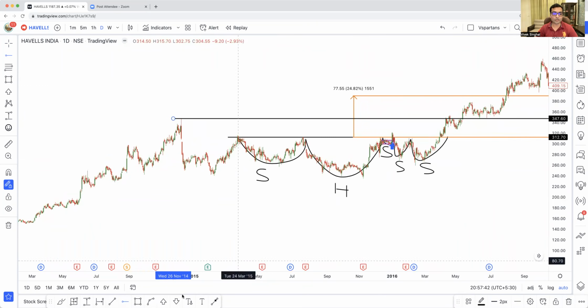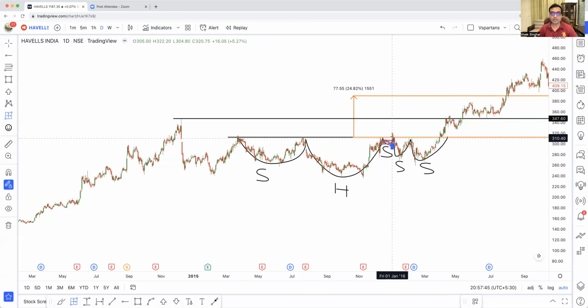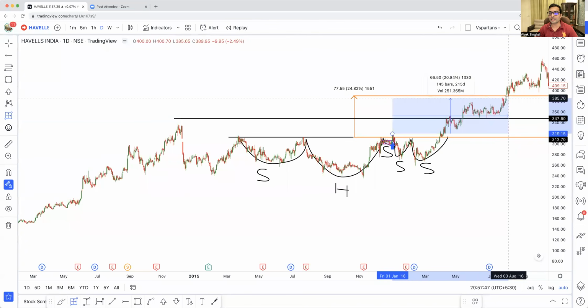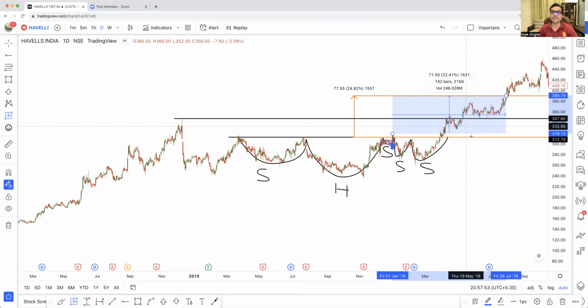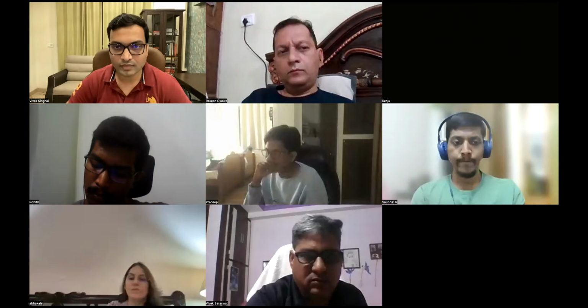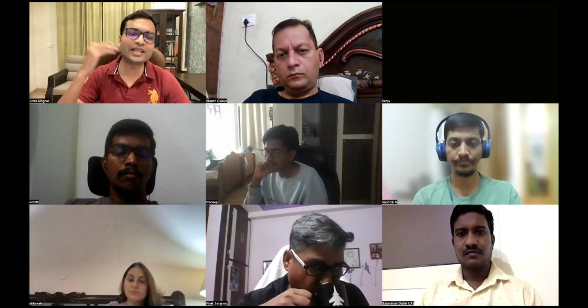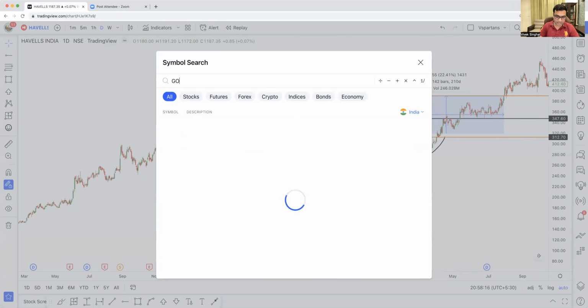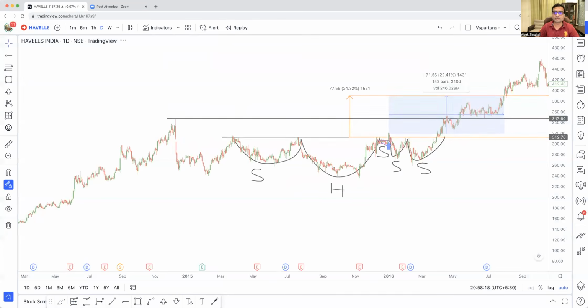So 24.82% was made, not 24.82%, a little bit lesser, 22.4% in 210 days, which means 7 months. And there was no COVID at the time. So there could be any reason. So how these technical chart patterns like reverse head and shoulder patterns are building up, before that we will see 2 more chart patterns as well, like Godrej Consumer.